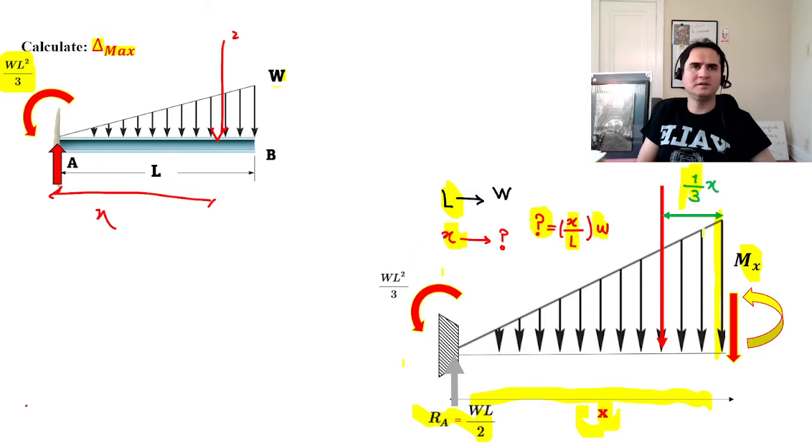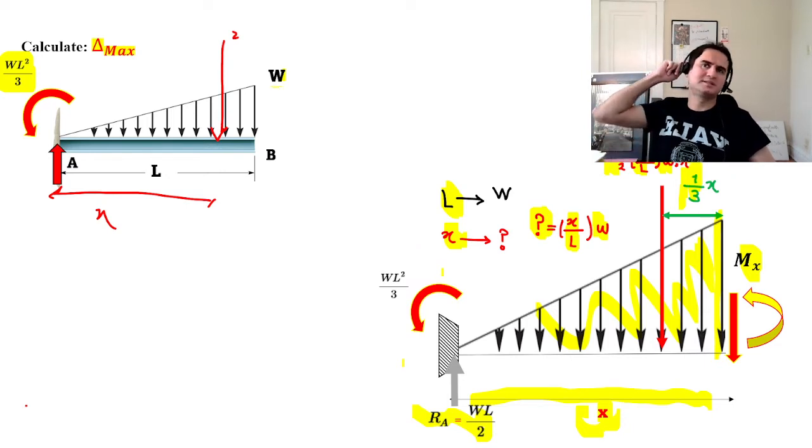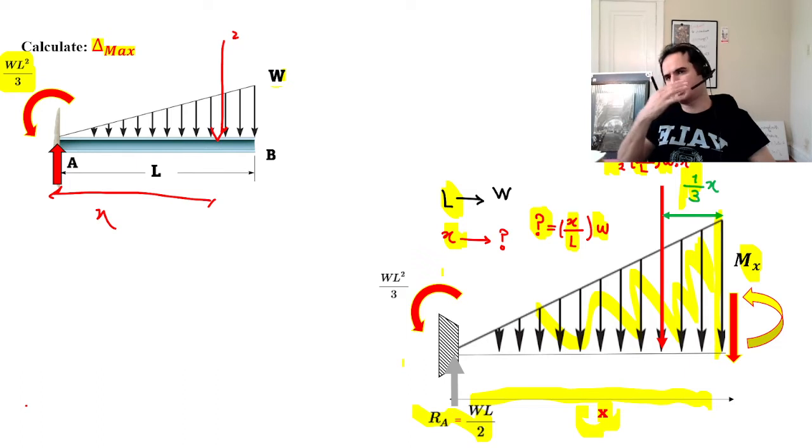That's 1/3 of x. If you convert the distributed load to a concentrated load, that's half of the area, half of the intensity times the length x. That's a half of x over L times W times x, which is a half of x over L times Wx. Then what if we develop the moment about the point x?